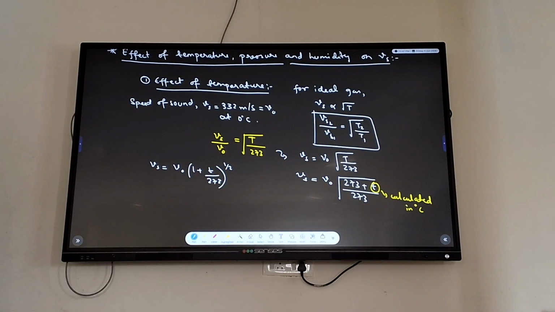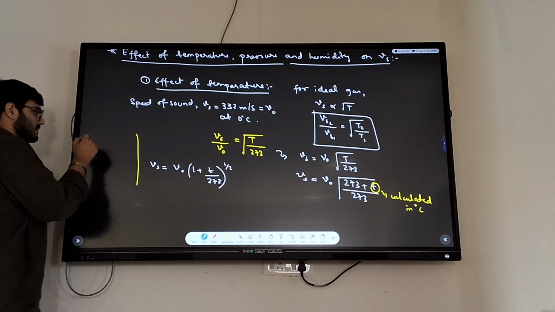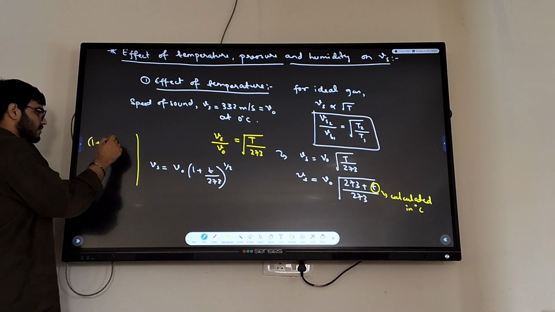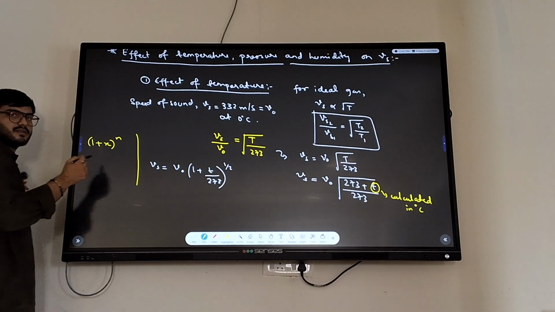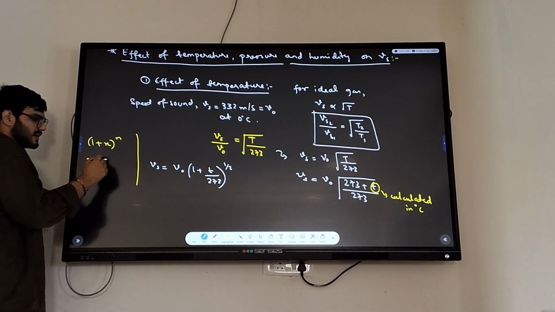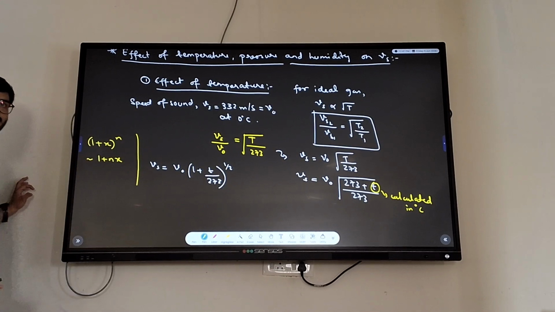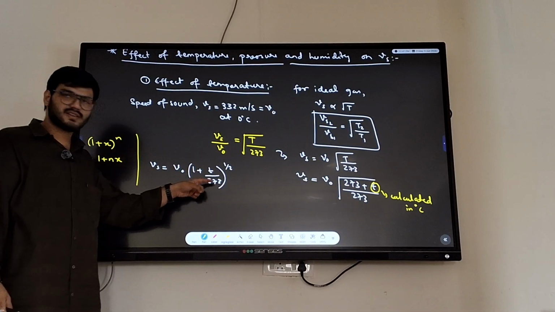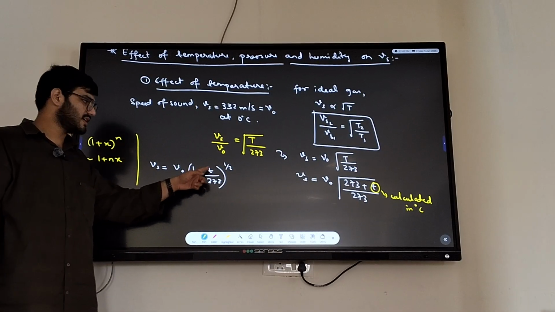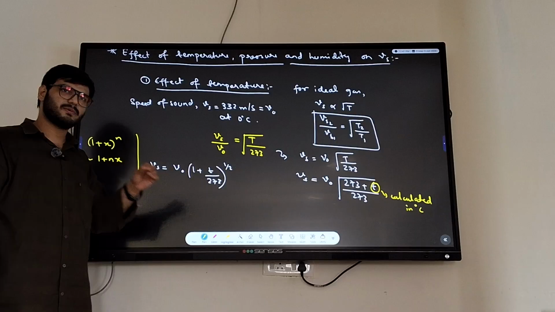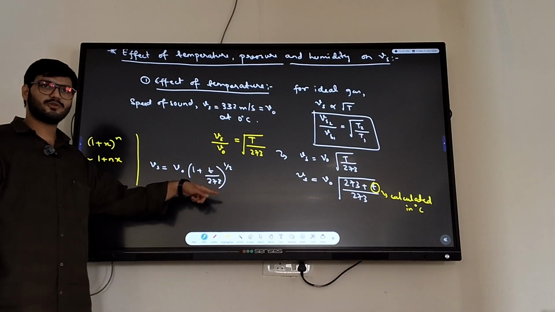Do you know binomial expansion? What is binomial expansion? (1 plus x) to the power n is approximately 1 plus nx, right? Yes? Then let's say 273 is a huge value, and this small t we will calculate in degrees, those will be smaller as compared to 273.